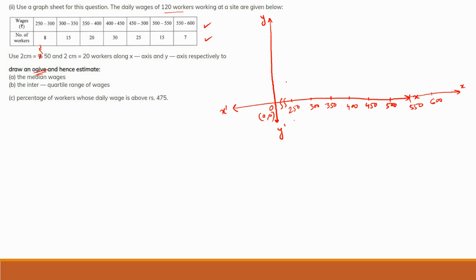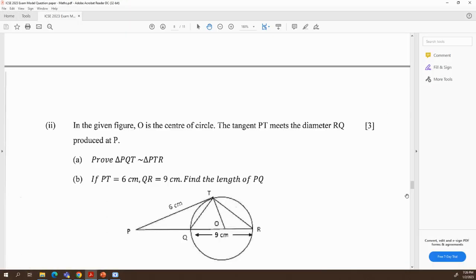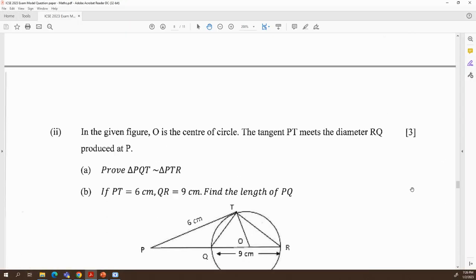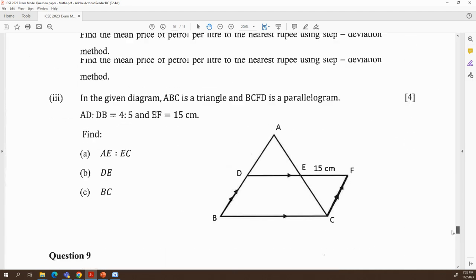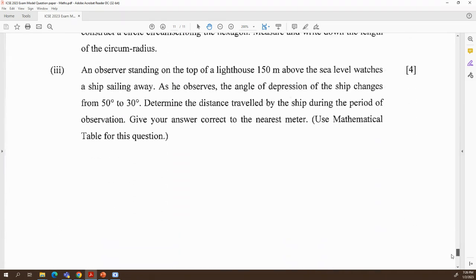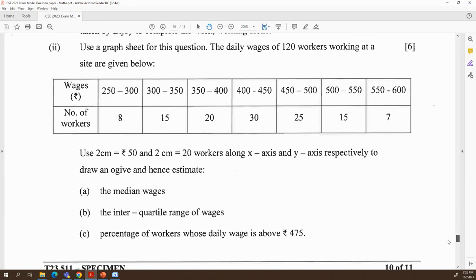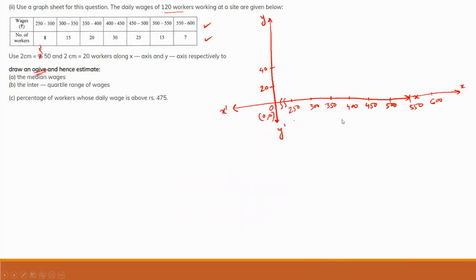And for the number of workers, every 2 centimeter is 20. So 20, that's what it said, right? 20, 40. Let me check the question once. Okay, every 2 centimeter is 20 workers, so it's fine. So this is 60, 80, 100. So this much you have done.